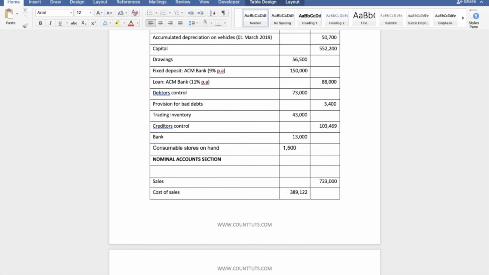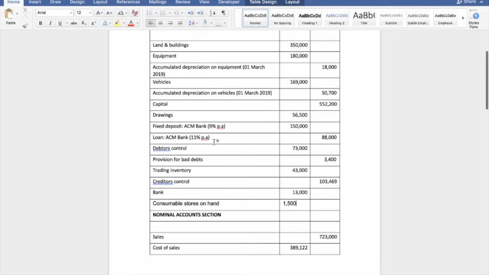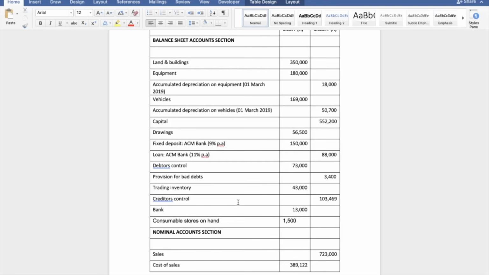And another thing I must mention here is that consumable stores, you'll see that when you're doing your post-adjustment trial balance, some will not put consumable stores on hand under the balance sheet section, just like that. They would actually add it to the trading inventory here. So they would take 43,000 plus 1,500 and just call it all inventory. And even if you look at the notes to the financial statements, you'll see that trading inventory might include your consumable stores on hand. All right, so it's just important to highlight that.